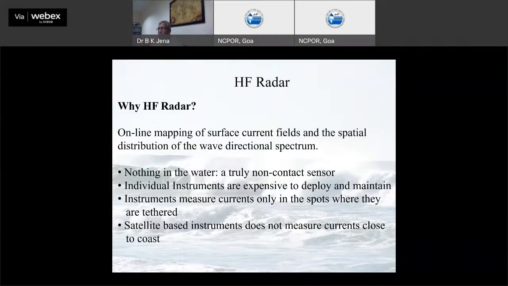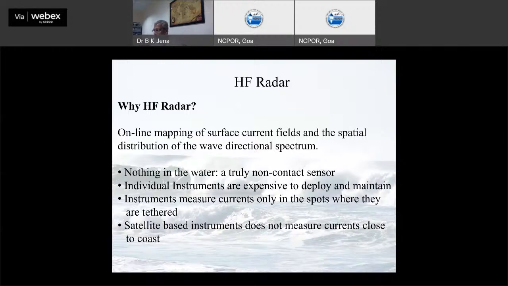So what is this HF radar and why do we have to do this? As I have told, this is the online mapping of surface current fields in a spatial distribution and the wave direction spectrum. There is nothing in the water. Everything is a non-contact sensor. Everything is on land, installed very close to the sea. I will come to the installation of HF radar in my next slides. Individual instruments are very expensive to deploy.